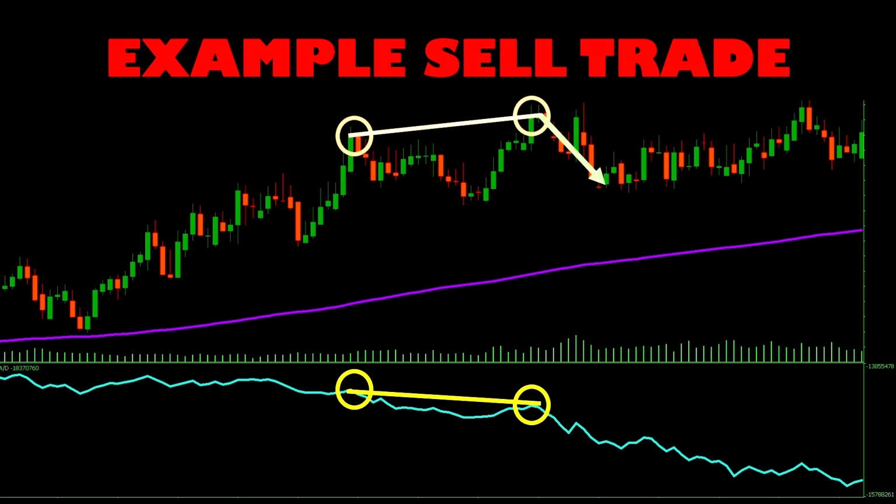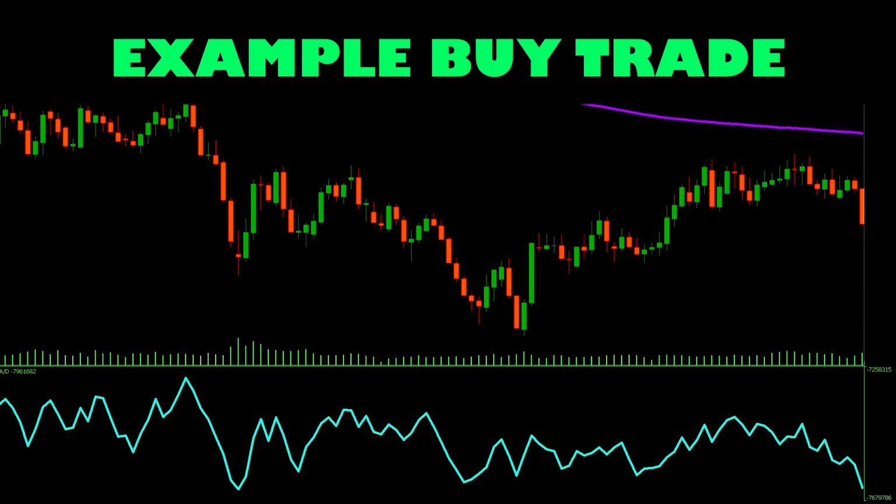So we can go ahead and get into a sell trade, and in our fantasy trade here, price does go on to drop a bit more, giving us a nice little winner. Bank. Next up, let's have a quick look at an example buy trade.